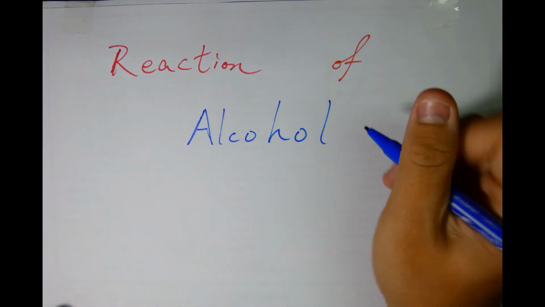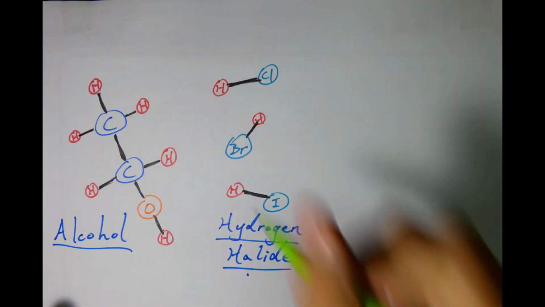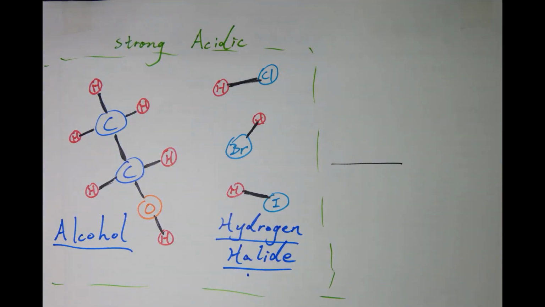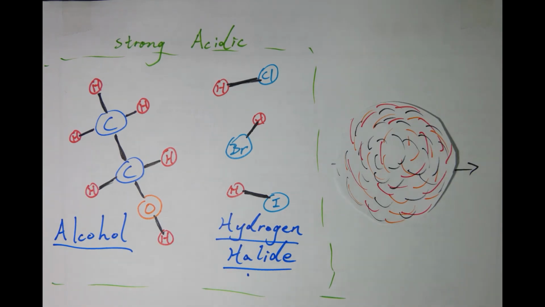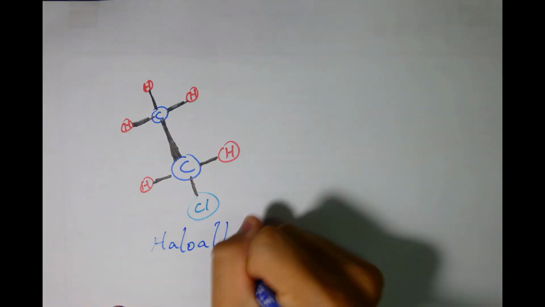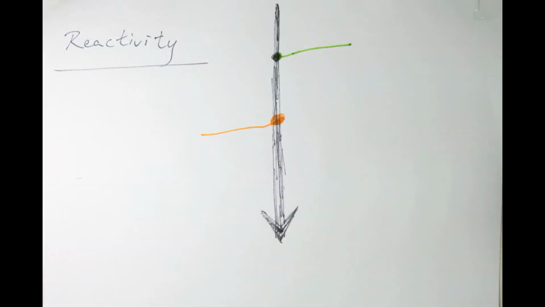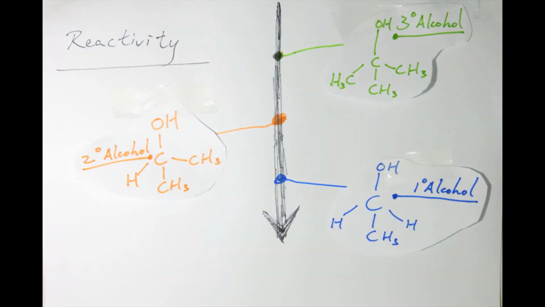Next, we are going to have a look at the reaction of alcohol with hydrogen halide. When alcohols are brought nearby hydrogen halides under strongly acidic condition, substitution will occur. That means the alcohols will come out as haloalkane after a series of reactions. The reactivity decreases from tertiary alcohols to primary alcohols.